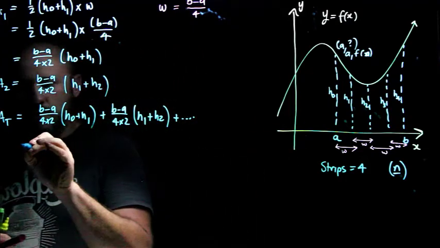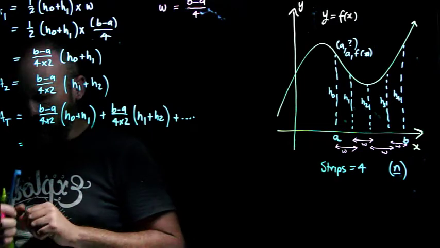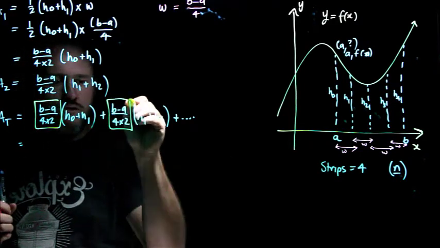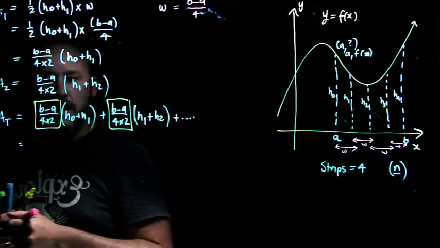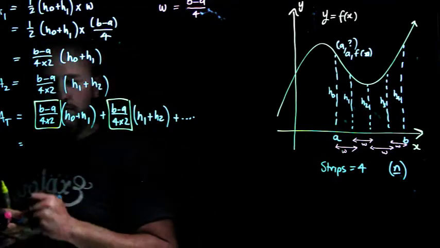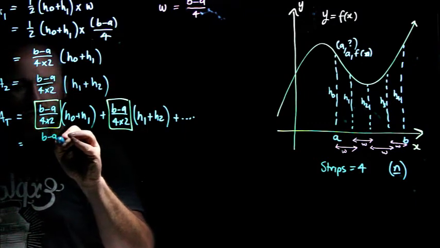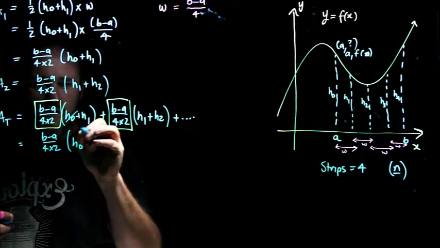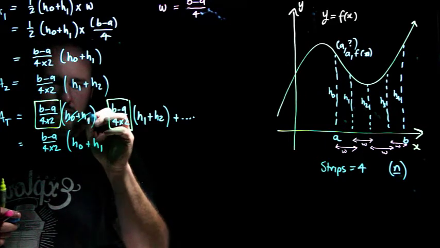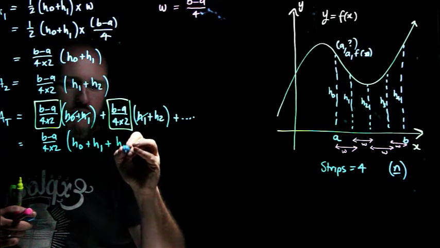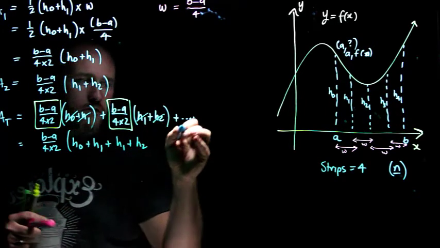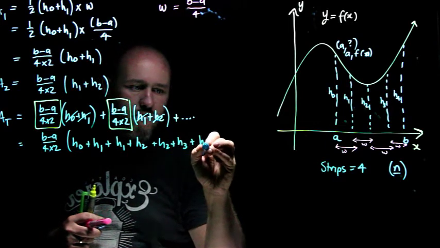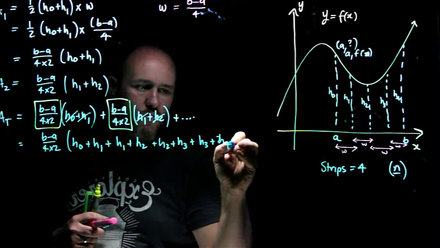area 3, area 4. But hopefully you'll see now that there is a common factor, and that is b minus a over 4 times 2. So our new improved formula will just take b minus a out as a common factor, and I'll be left with h0 plus h1, plus h1 plus h2, plus the next one will be h2 plus h3, the next one will be h3 plus h4.